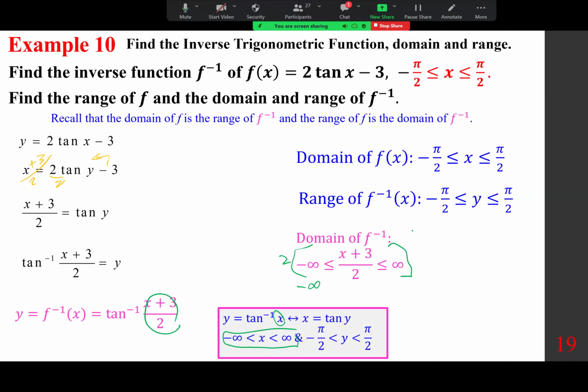Let me just write it here. We still have minus infinity less than or equal to x plus 3 less than or equal to 2 times infinity. Let me just put the 2. Minus 2 infinity. And negative infinity is the same. So you move this, you get minus 3 here, you get minus 3 here. Still nothing changes. And here's the reason, class. Infinity times 2 is infinity. Infinity times 3 is infinity. Minus 3 or minus 3,000 makes no difference. So that is the domain which makes the range of f.